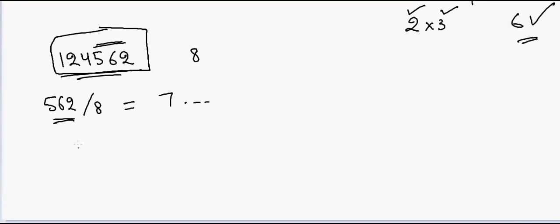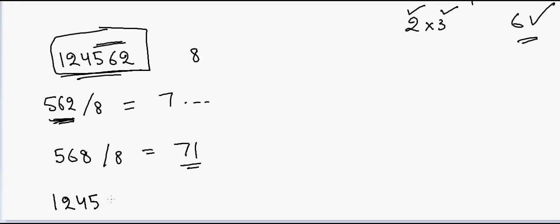How can I make it divisible by 8? By making these three digits divisible by 8. So if I have 5 6 8, that can be divided by 8, so we'll get 71. So therefore if I change this number to 1 2 4 5 6 8, then this number would be divisible by 8. So then in that case it will work.